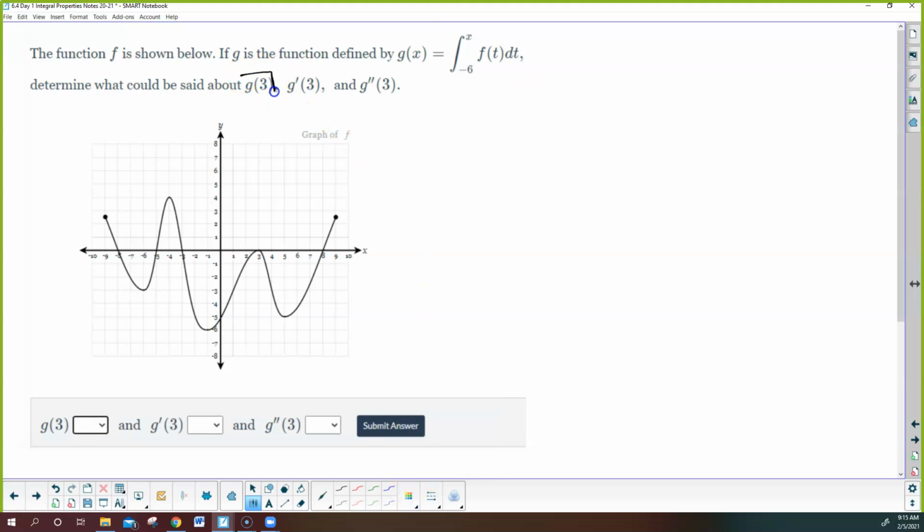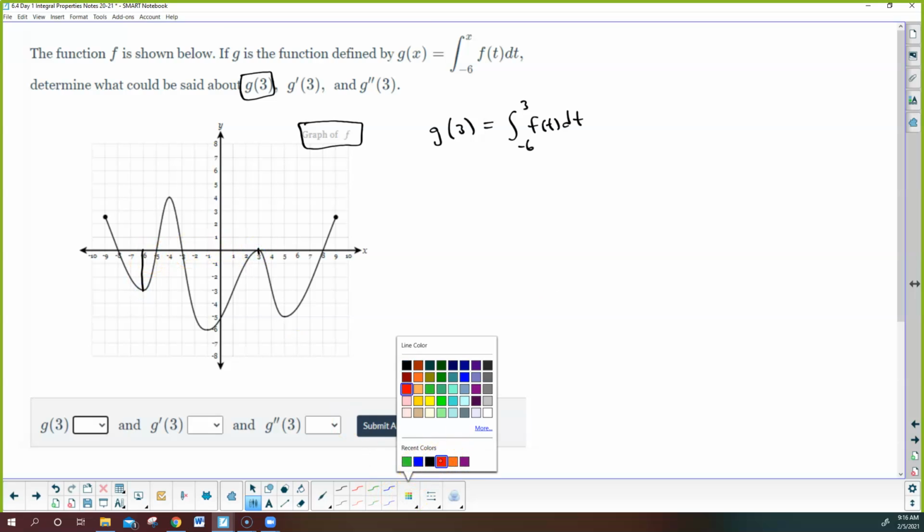So I have to figure out g is the function defined by g now is the area under the curve of f. So this is the graph of f. And I have to find g of 3. Now, I don't actually have to find the actual answer here. So what if I plug 3 in there? And this is saying the area under the curve from -6 all the way to 3. Well, we're looking for the sign values here. They're not looking for the number.